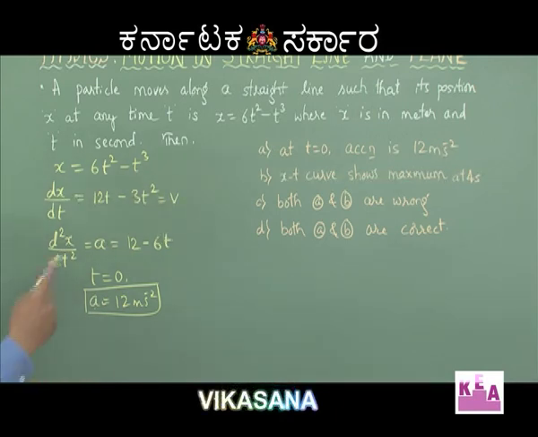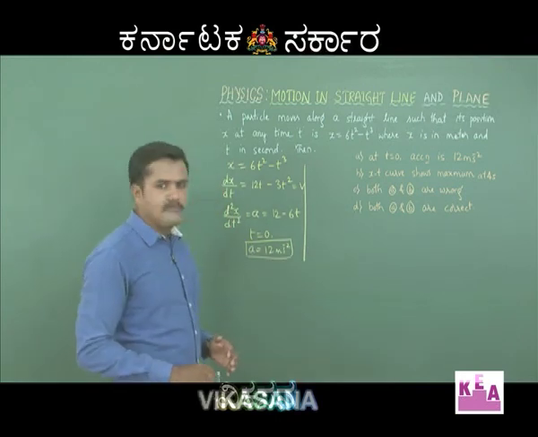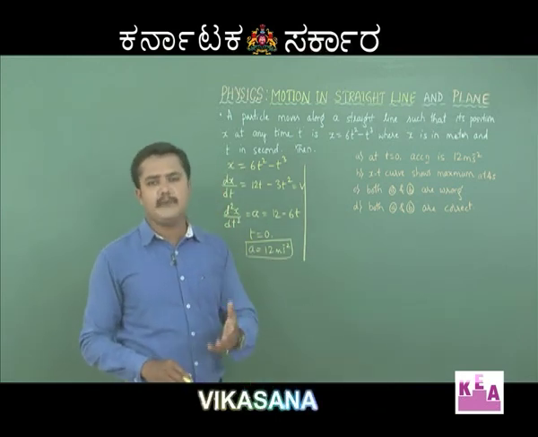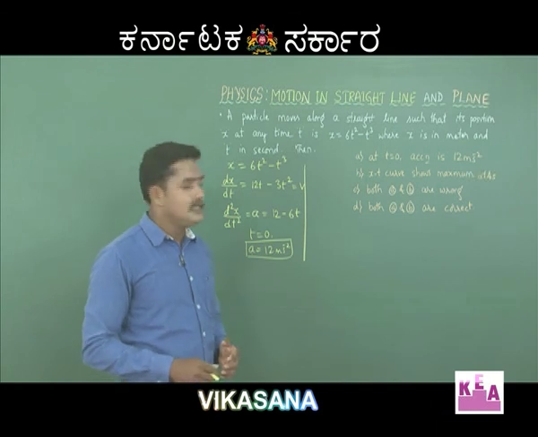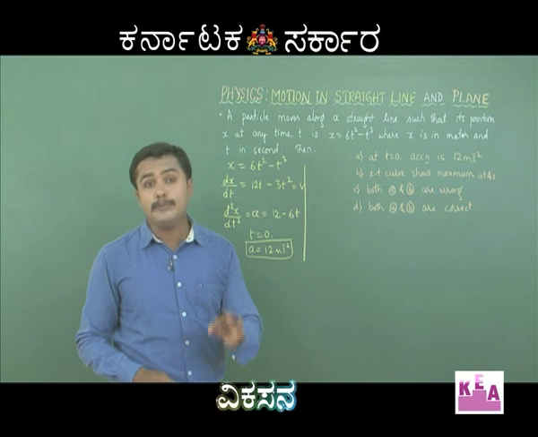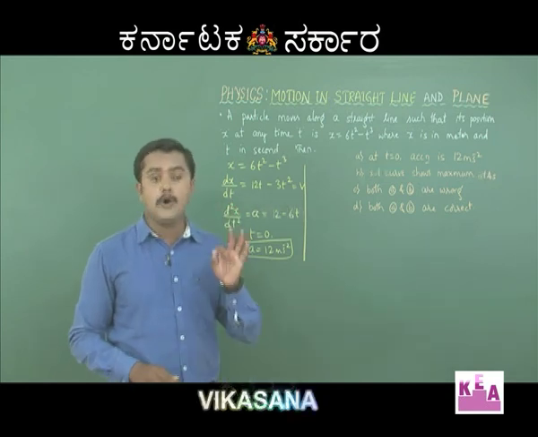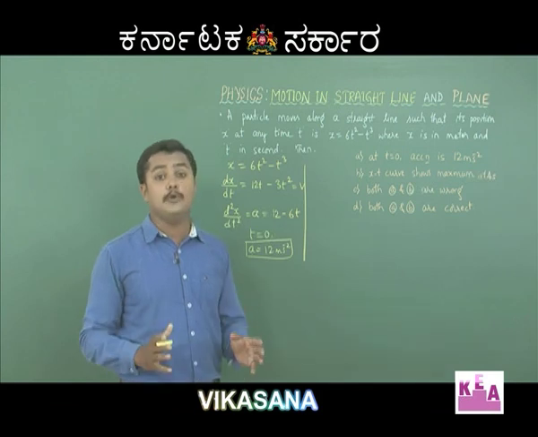At t is equal to 0, acceleration is 12 meter per second square. But what about option B? Here the x-t curve shows a maximum at 4 seconds. So we have an idea of maximum and minimum in any curve. A curve shows maximum when its slope is 0. I repeat, a curve shows either maximum or minimum when its slope is 0.